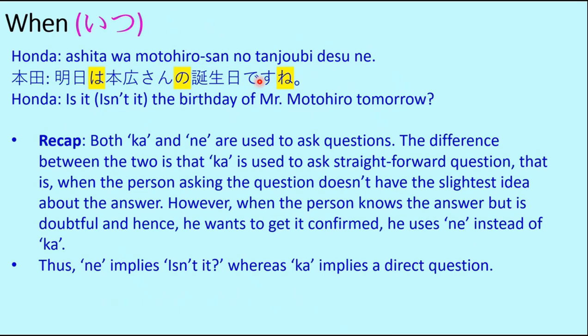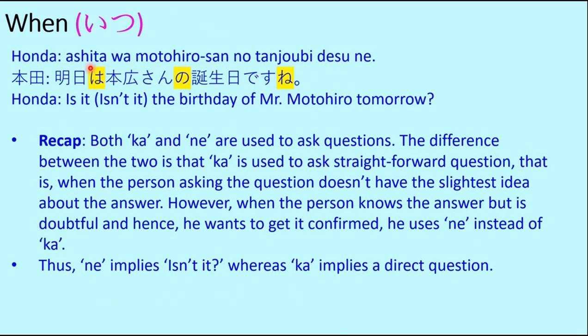Both ka and ne are used to ask questions and both are quite similar. But the difference between the two is that ka is used to ask straightforward questions. That is, when the person asking the question doesn't have the slightest idea about the answer. That means he doesn't have any hint what the answer could be. However, when the person knows the answer but is doubtful about it, he wants to get that confirmed. In that case, he uses ne instead of ka. That is, ne implies isn't it, whereas ka implies a direct question.